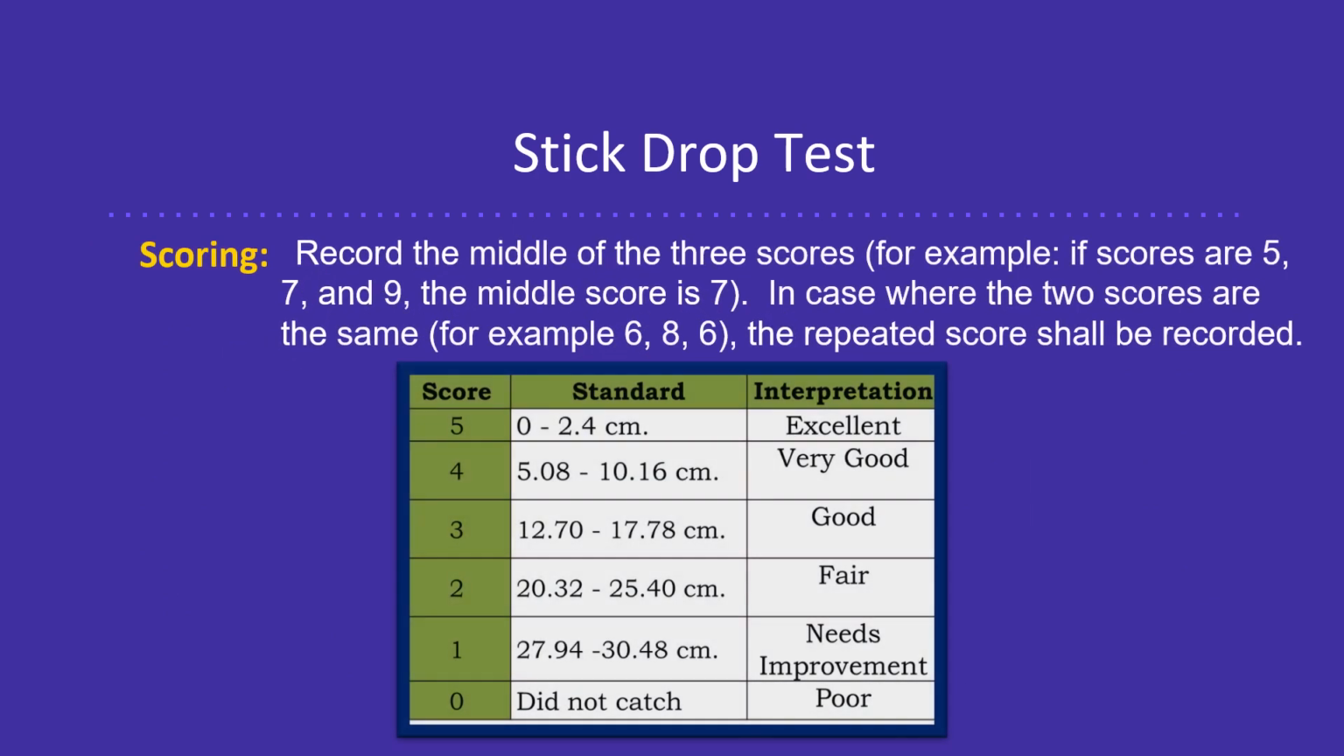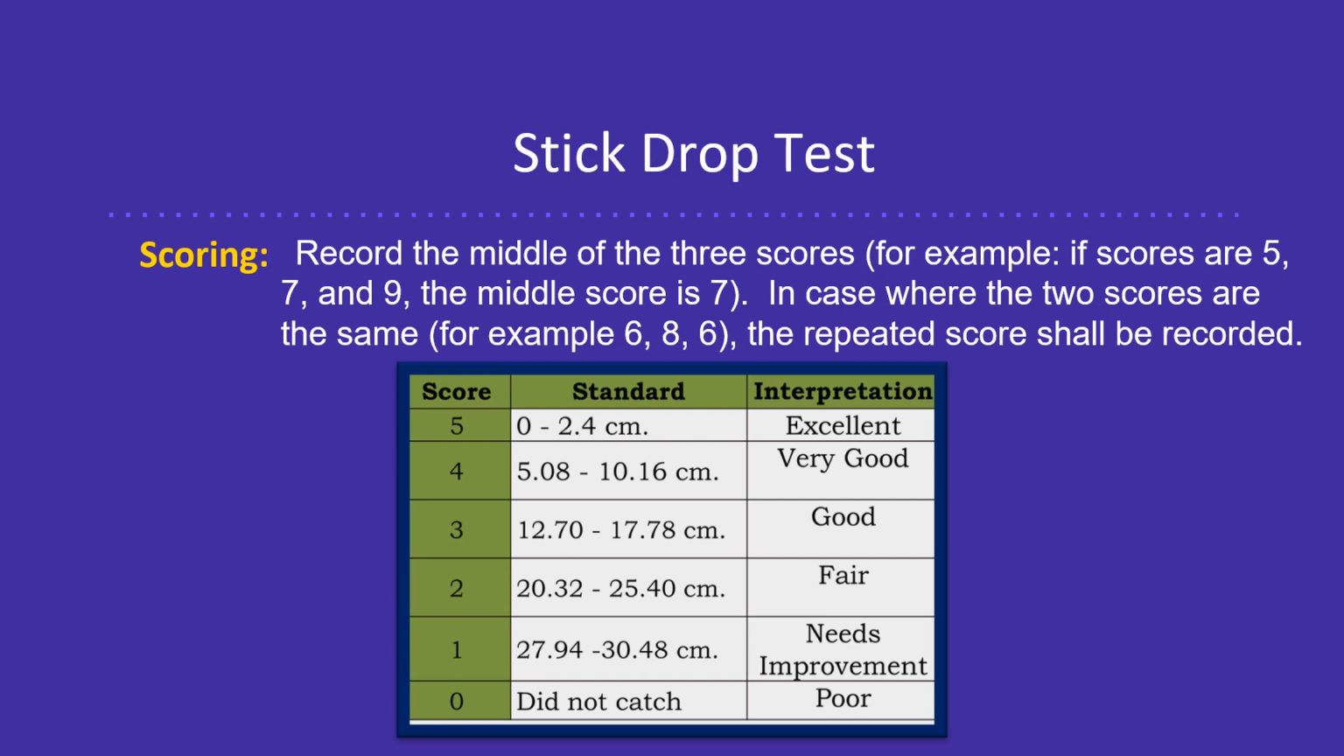For scoring the stick drop test, record the middle of the three scores. For example, if scores are 5, 7, and 9, the middle score is 7. In case there are two scores that are the same, for example 6, 8, 6, the repeated score shall be recorded. So this is the score interpretation.